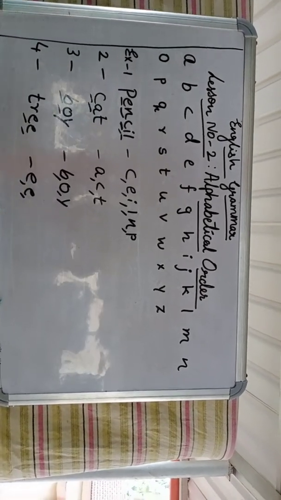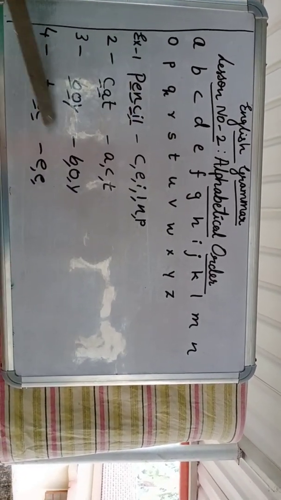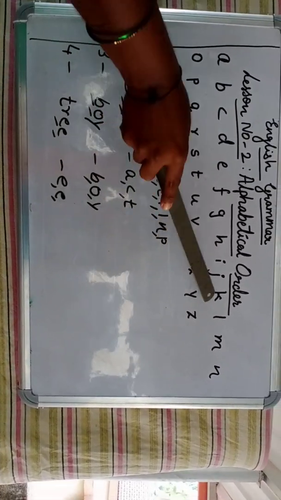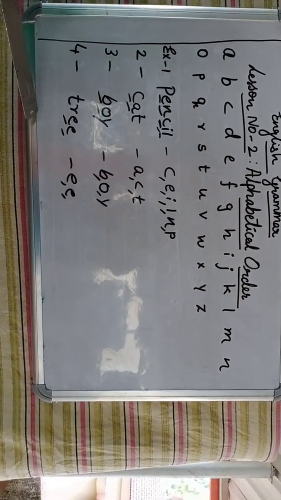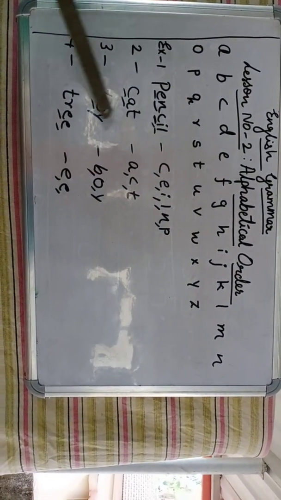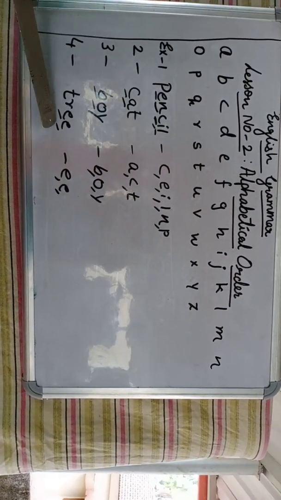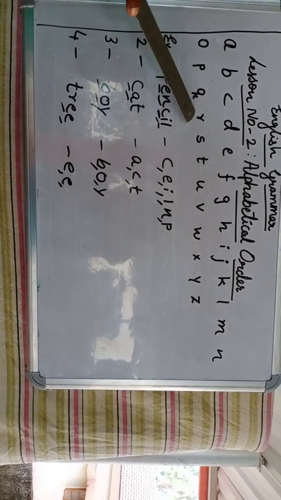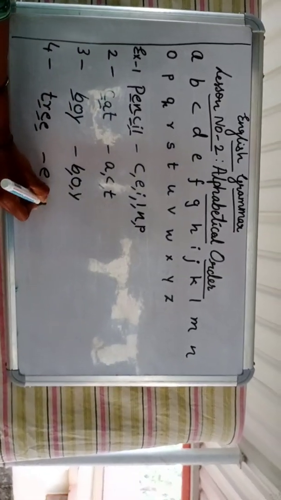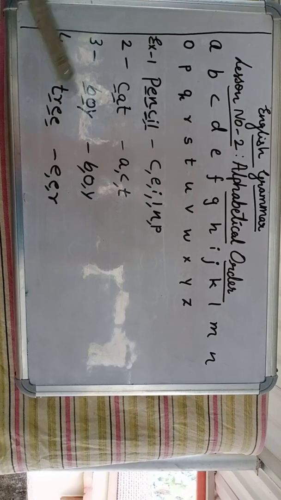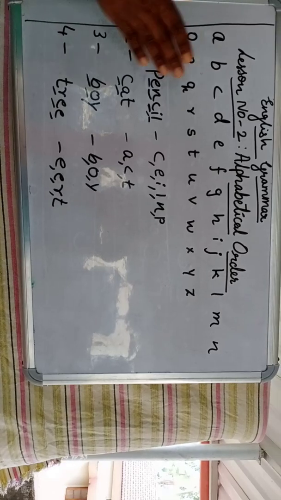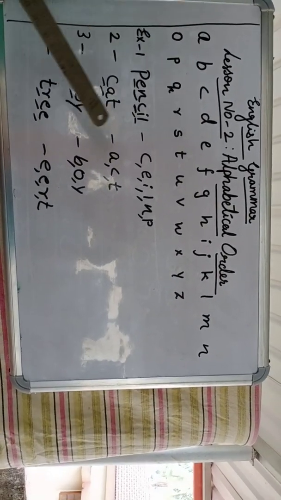So next is F? No. G? No. H? No. I? No. J? No. K? No. L? No. M? No. N? No. O? No. P? No. Q? No. R? Yes. R is there. So write the R. Next, the last letter is what? T. So write T. So this is the way you have to rearrange in alphabetical order.